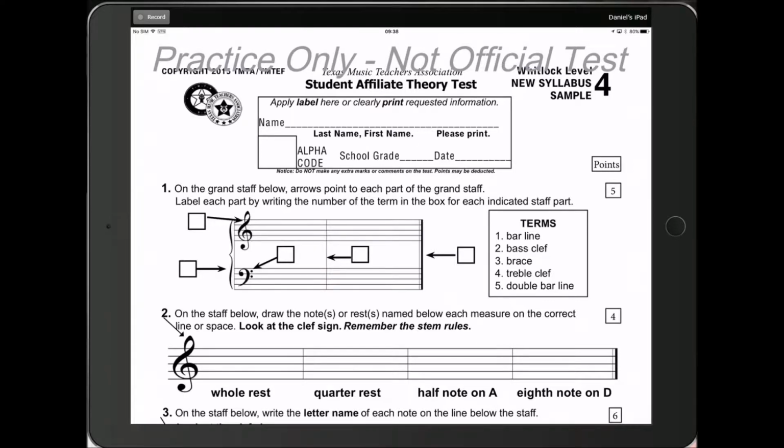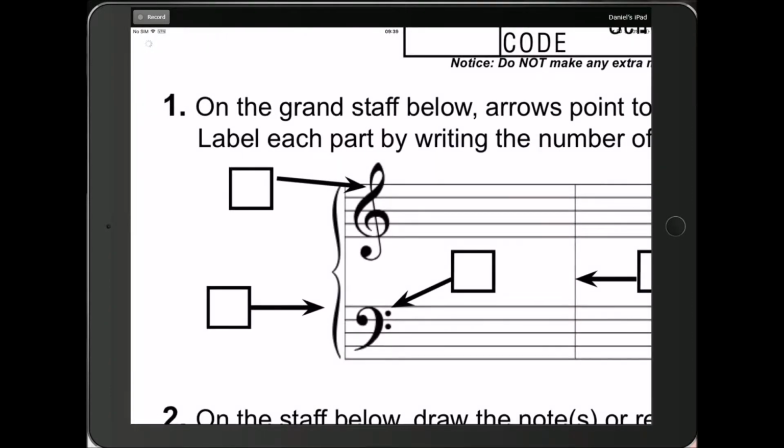the Texas State Theory Test Level 4, questions 1 and 2. So let's get started. In question 1, it states that on the grand staff below, arrows point to each part of the grand staff. Label each part by writing the number of the term in the box for each indicated staff part. This is very simple. All you have to do is figure out where the box is pointing to.